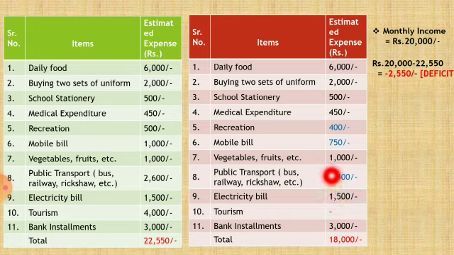Now, if I add all these expenses which are listed here, my total expense comes to 18,000 rupees. Now, I will deduct this 18,000 rupees from the 20,000 income that I have. So, what do you observe here? You observe a savings of 2,000 rupees.